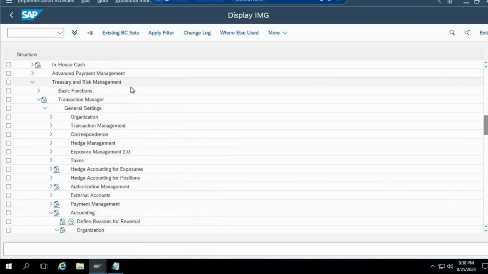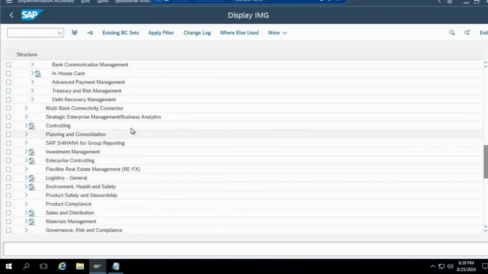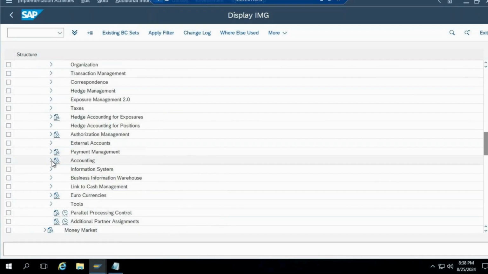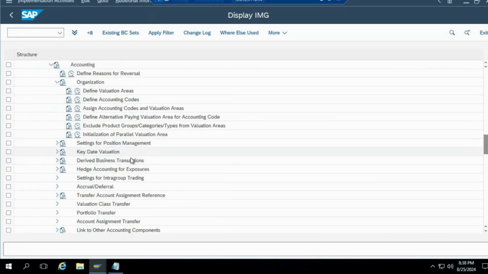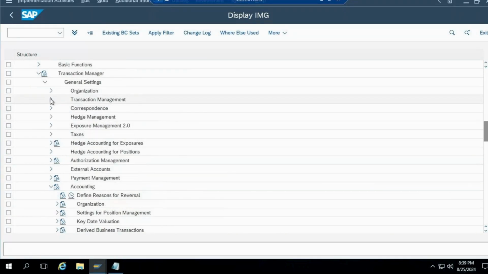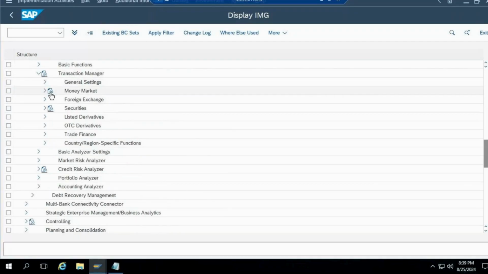We're going to understand all these things, and let's come back to the treasury module. As you can see under the transaction manager, we have many things under the transaction management. We have money market, we have foreign exchange, we have securities. Now, what are these? These are the product groups. Under the money market, there are many products.